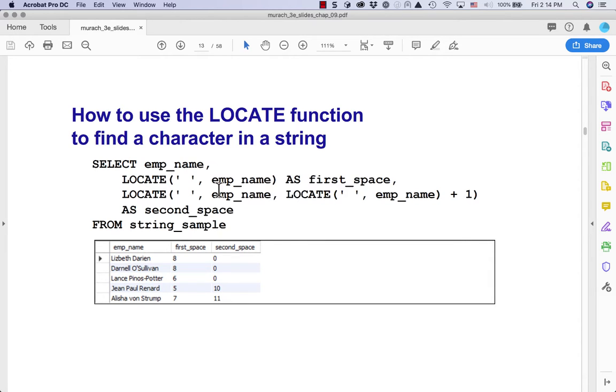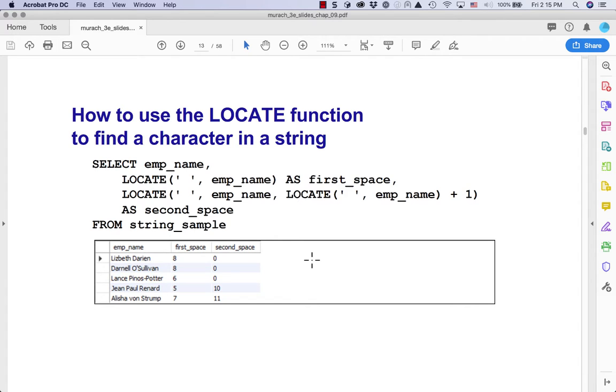Okay, and how do we get the first? Well, it's pretty easy. We use a locate, which works from the left side, so that's how we get the first one reliably. And then what do we do with the second one? Well, we use a locate within a locate. So what we're doing is taking the right half of the name, and we're doing the locate within that. Okay, and that will work.